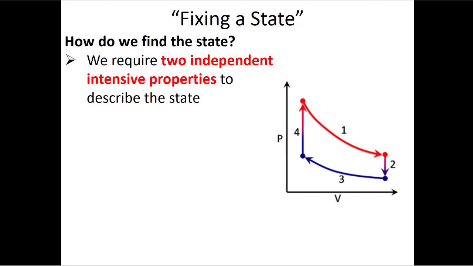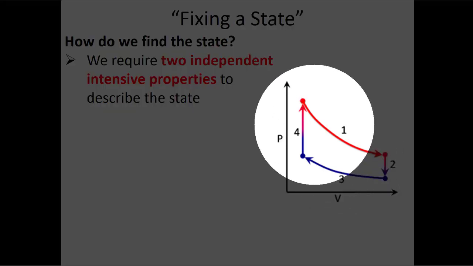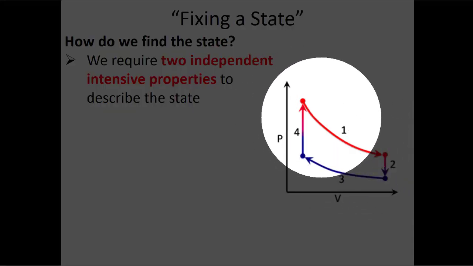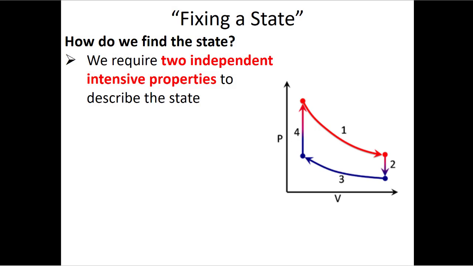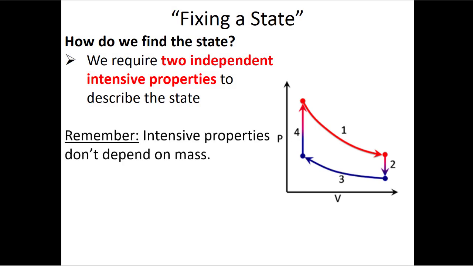And we've said that to fix the state, we need two independent intensive properties. So if I was on this graph and pressure and volume were independent, then if I knew those two things, I could find a point on the graph. And anytime I can find a point, that represents a state. We have to remember, again, that intensive properties do not depend on the mass.